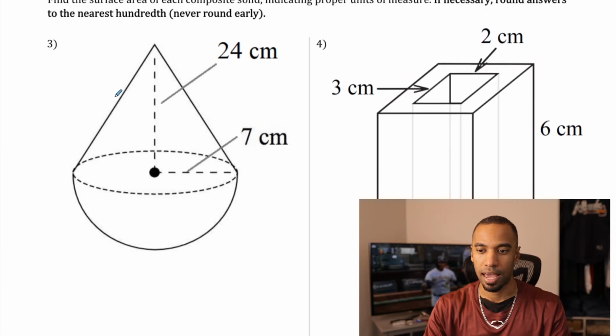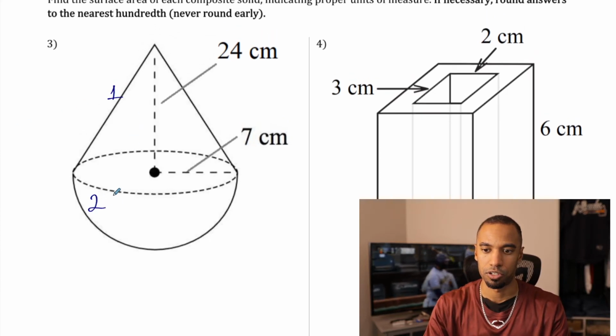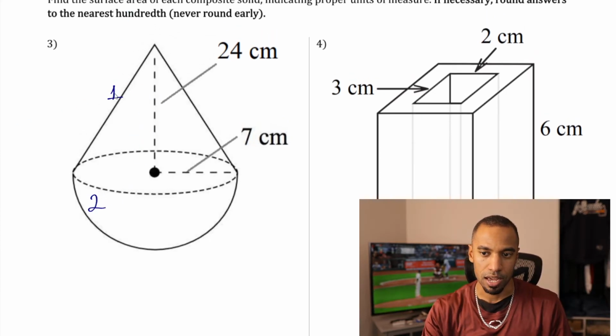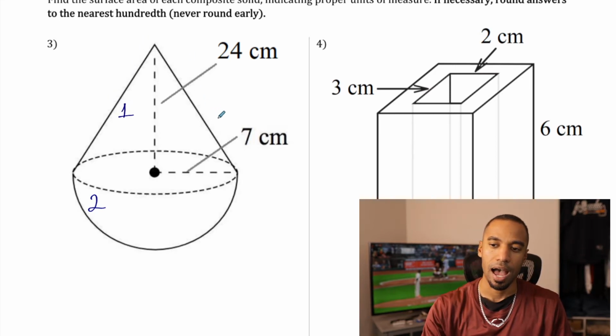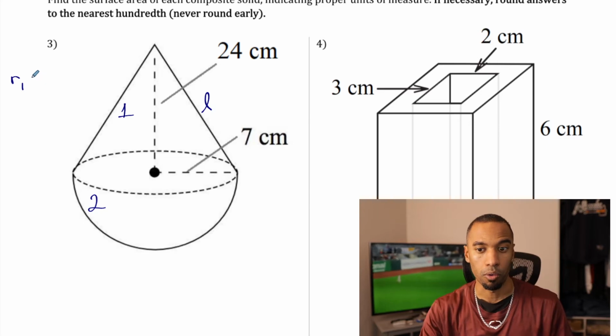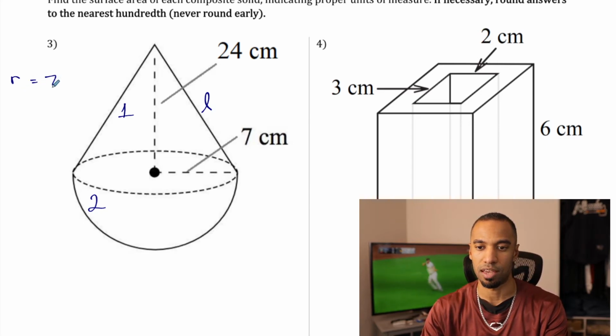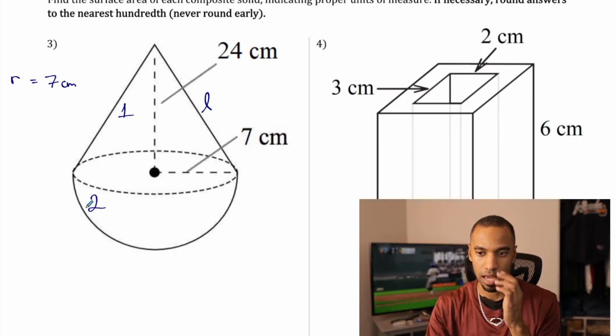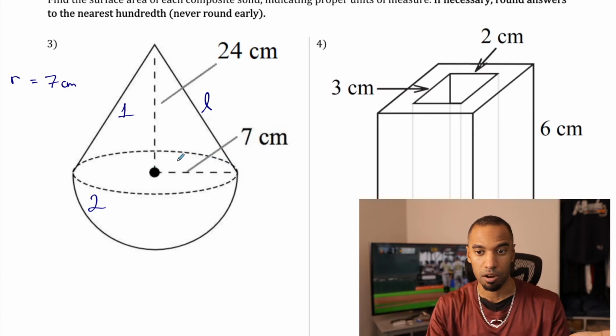Now, let's call this figure 1 and figure 2. If I wanted to get the surface area of the cone here, I do need to get the slant height L. I did need the radius R, which I have. Your R for both of these is going to be 7 centimeters. Remember, even the hemisphere also has a radius of 7 centimeters right there.